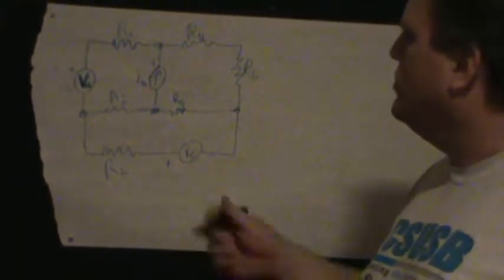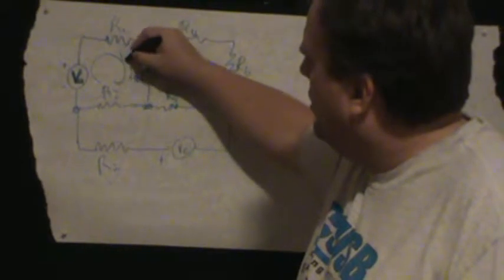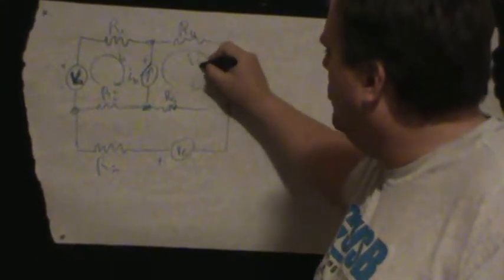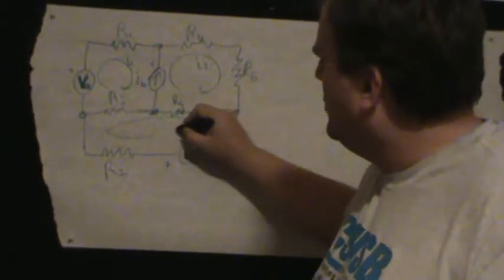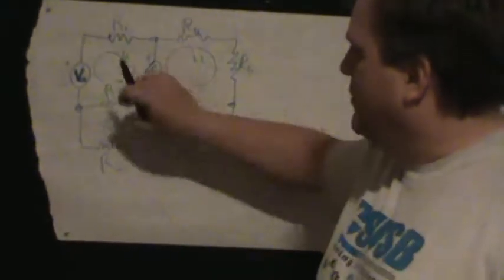Let me draw the loops here in green. So here is my mesh current I1, here's the second mesh current I2, and here's another mesh current I3. I could not have drawn a mesh current around the outside. Mesh currents cannot contain other mesh currents, and they can't cross other mesh currents; they must fit in nicely.